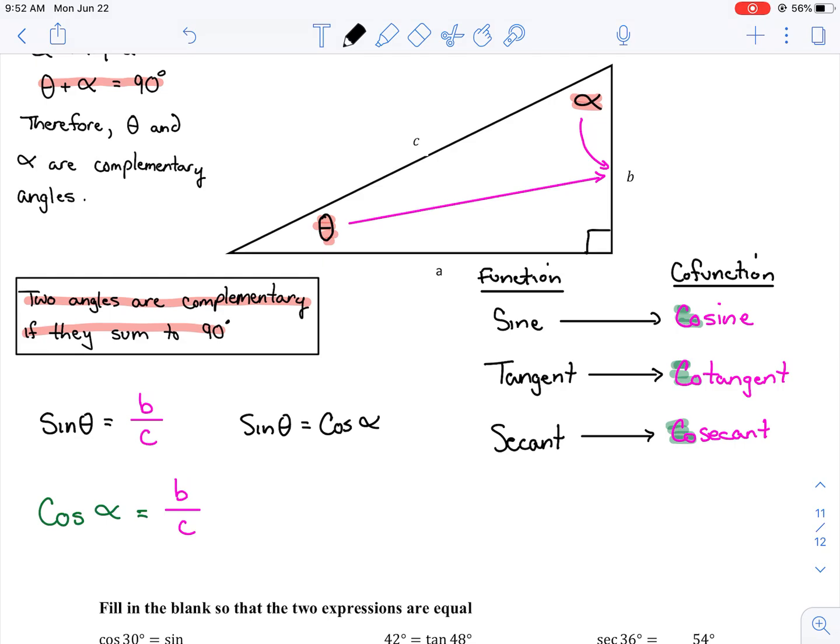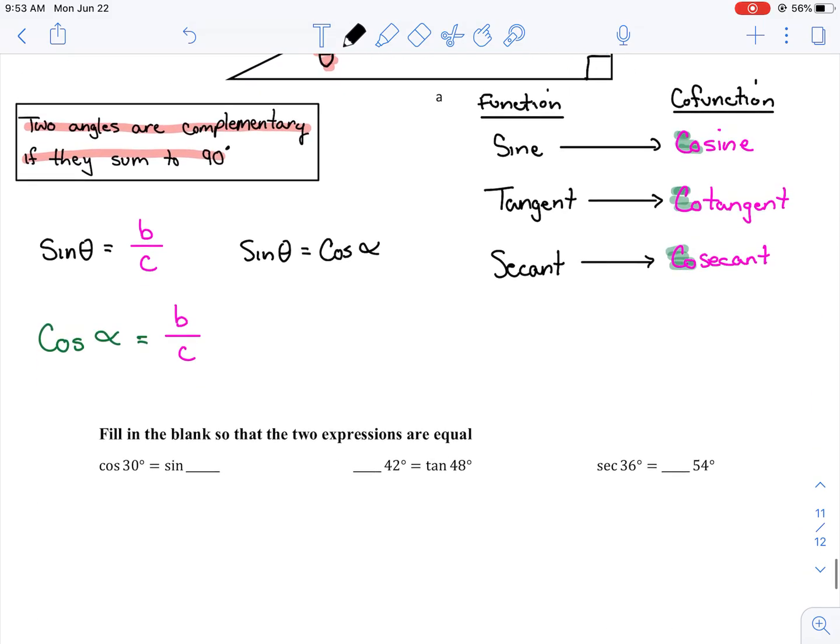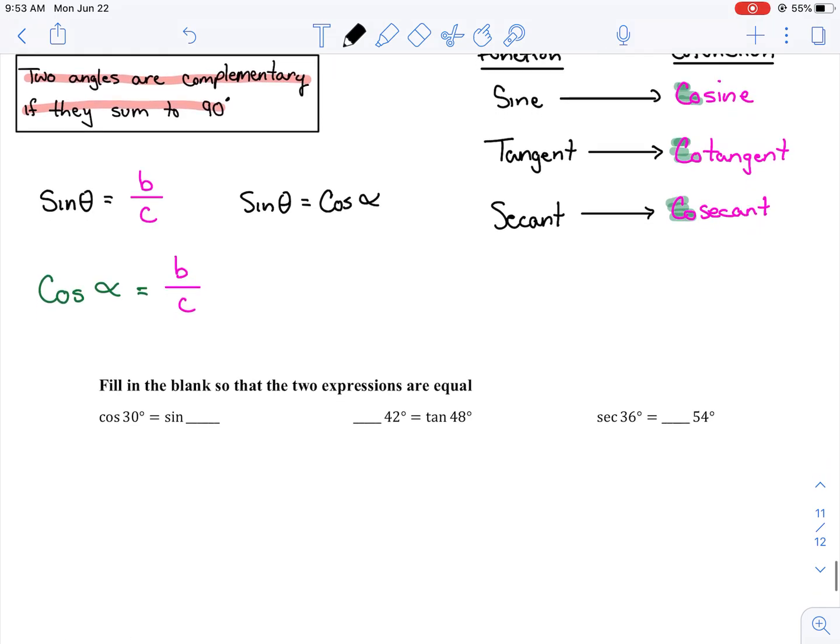And you can go through all of the examples on your own. Do an example with tangent and cotangent and secant and cosecant, just so you can get a feel of what's happening. I do have a couple of basic examples here that I want to show you. It says fill in the blank so that the two expressions are equal.